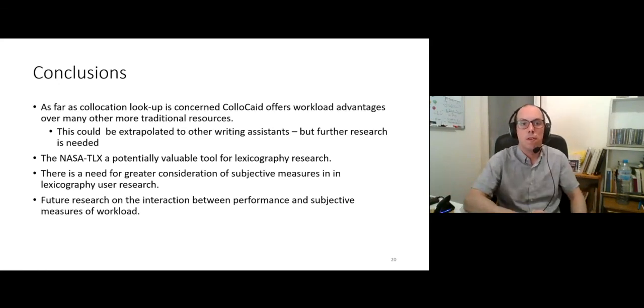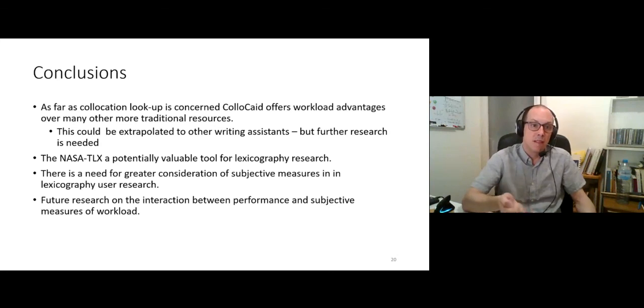So to sum up, as far as collocation lookup is concerned, Collocate clearly offers workload advantages over many other more traditional resources. This could be extrapolated to other writing assistants, but I need to stress that further research is needed here. I think we've shown that the NASA Task Load Index is a potentially valuable tool for lexicography research, and I'd like to think that I've gone some way to making clear the need for greater consideration of subjective measures in lexicography user research.